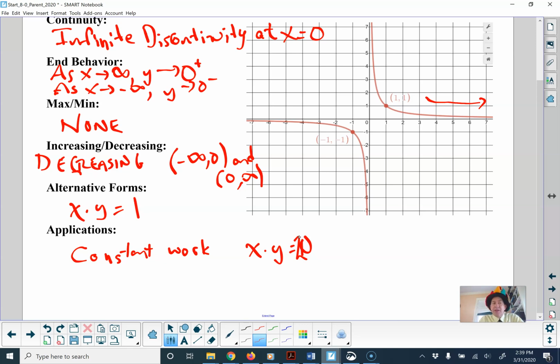So here's your summary of your parent function, y equals 1 over x. Hope you understand all the different pieces of it, and take a look, and we will check in again tomorrow with more.